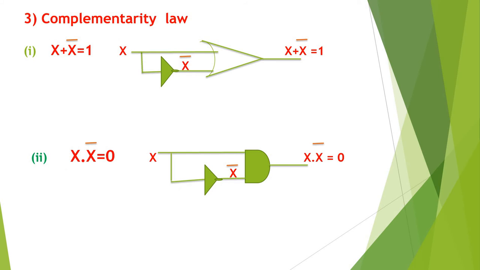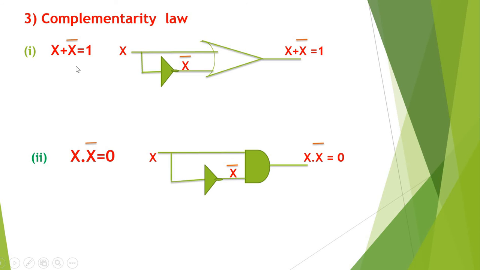Next theorem, complementarity law. In complementarity law, one variable is combining with its complement. Here we are taking x as the variable. What is the complement of x? X bar. X bar is the complement of x. So in complementarity law, x is combining with its complement, which means x is combining with x bar.